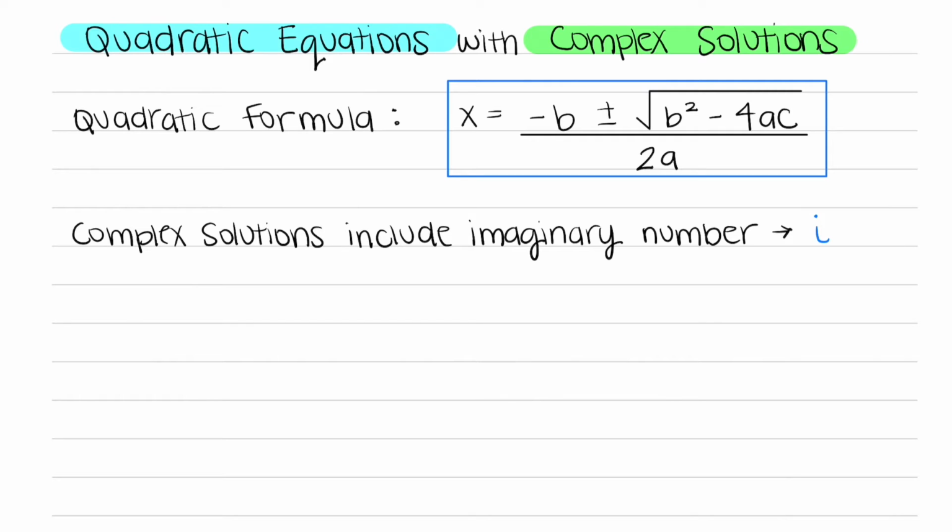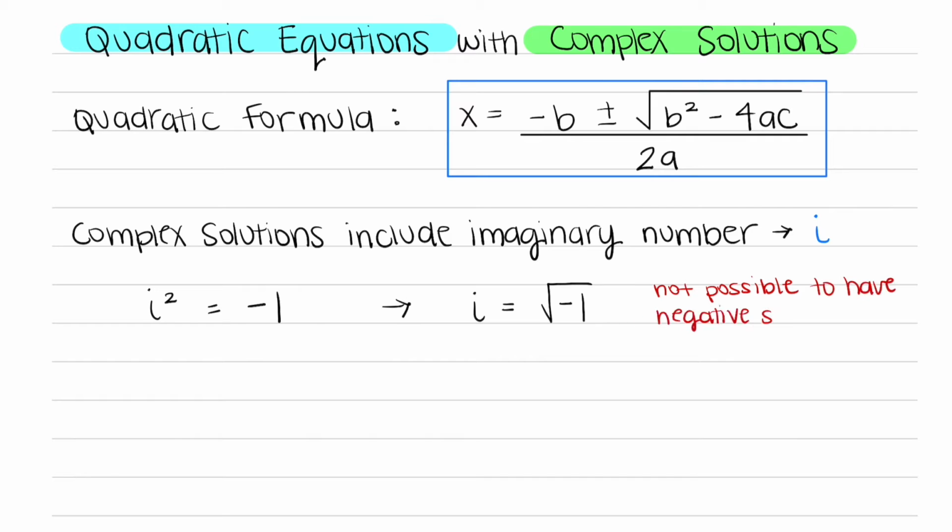The imaginary number is defined as i squared equals -1, so i is the square root of -1. And we know that it's not possible to have negative square roots, which is why it's considered an imaginary number. So let's try an example.